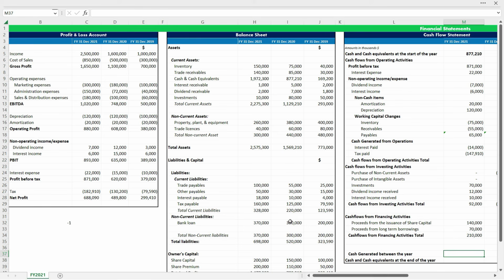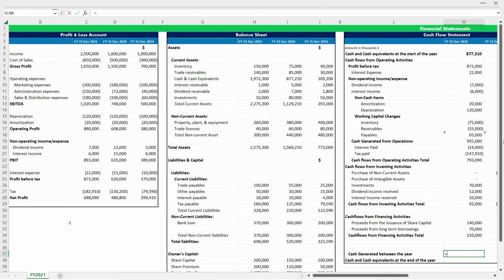And now we can do the cash generated between the year, but before that I just need to do the totals here as well, I forgot that. So I'll say cash generated from operations are all of these values combined together, and then cash flow from operating activities total are these three values combined together.